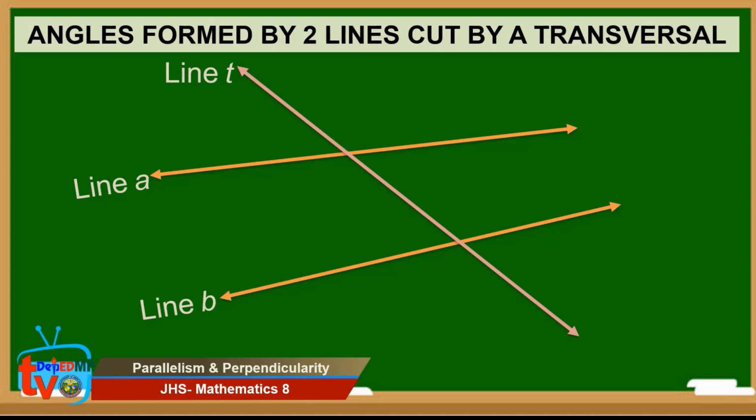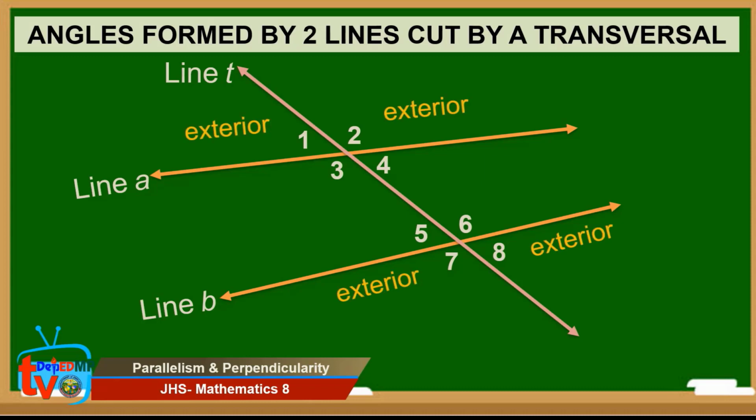You can actually place the numbers in any of the angles. Which angles are considered exterior angles? Exterior angles are located outside the parallel lines. Which angles are considered interior angles? Interior angles are located in between the two parallel lines. In short, our basis here is the location of angles with respect to the parallel lines.